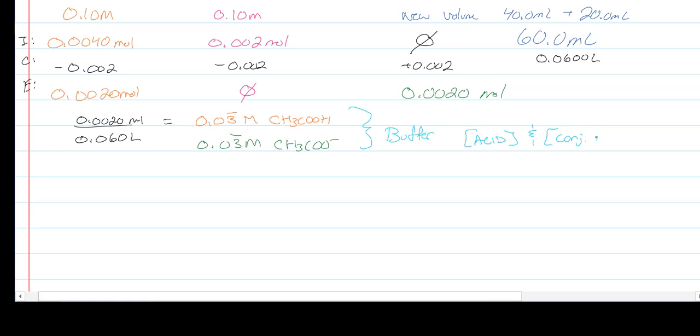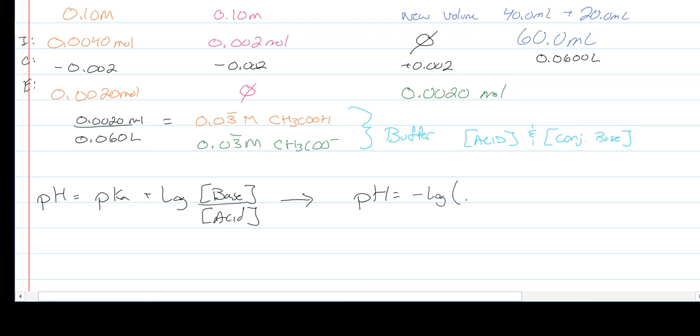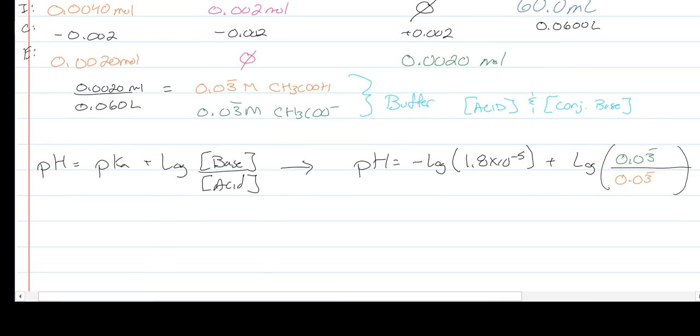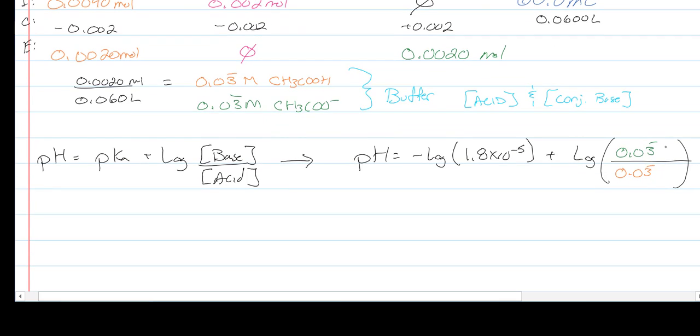and conjugate base. So that means I can use the Henderson-Hasselbalch equation, pH equals pKa plus the log of concentration of base over the concentration of acid. So pH equals pKa, which would, in this case, be negative log of Ka, which is 1.8 times 10 to the negative 5, plus the log of base, 0.03 repeating, over acid, 0.03 repeating. Well, 0.03 over 0.03 is 1. The log of 1 happens to be 0.